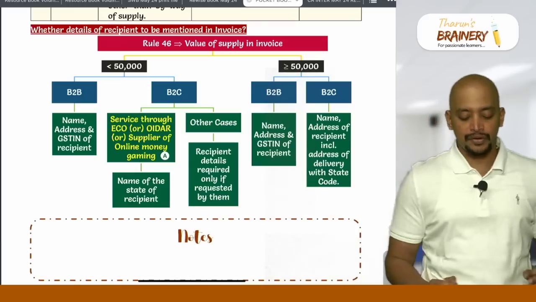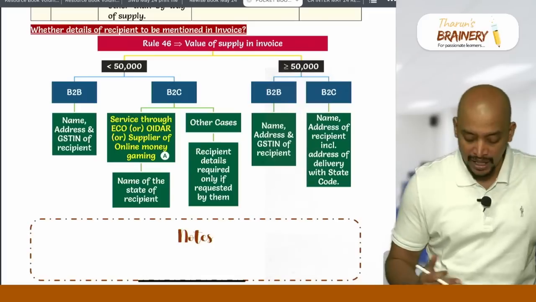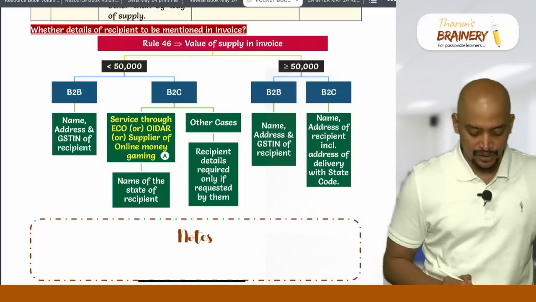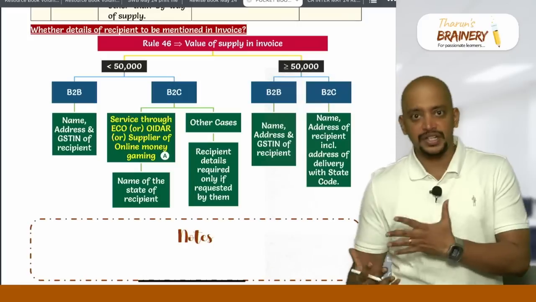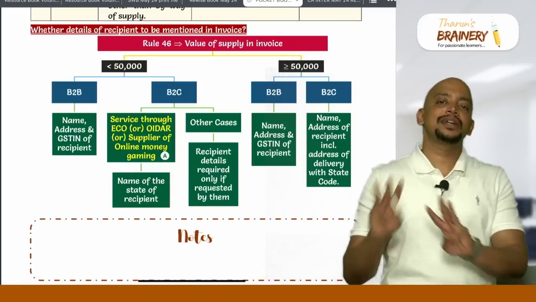However, in case of services through an e-commerce operator, OIDAR services and online money gaming, in these three cases definitely the recipient details should be mentioned. Not necessarily the name of the recipient, it is the name of the state of the recipient that should be mentioned. So you need to remember it in 3 points.